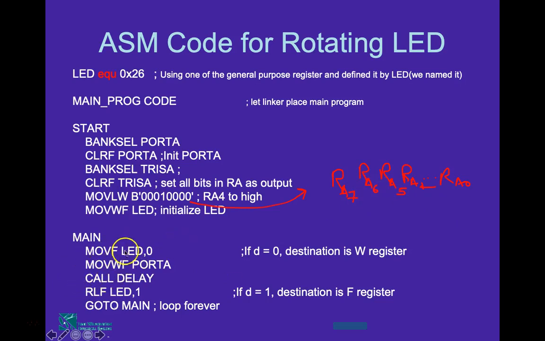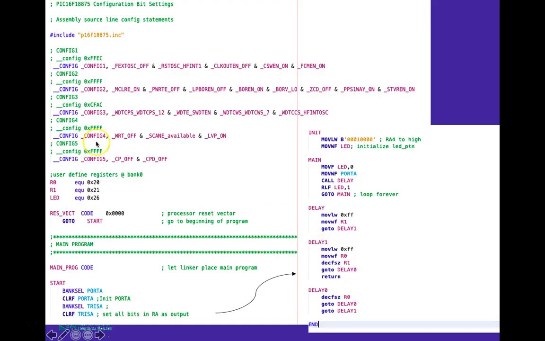In this step it will be turned on, and then in the next cycle the bit will be rotated towards RA7, and then this will be turned on. So you understand how a loop is created, and then these LEDs will be turned on in sequence. Now in the next slide, I'm going to show you the code which I have written for this program.